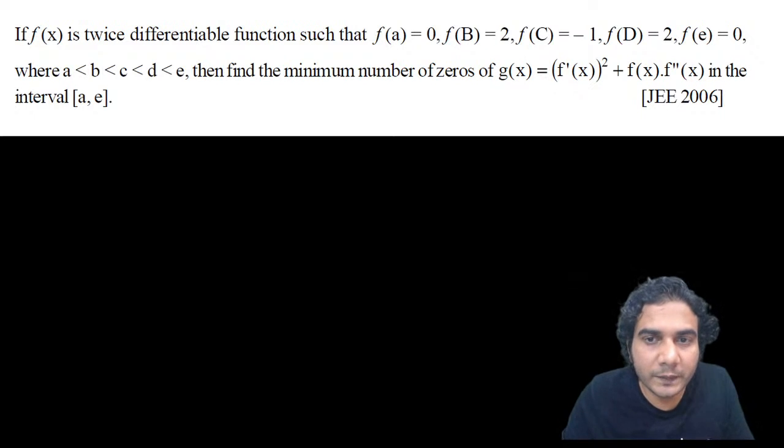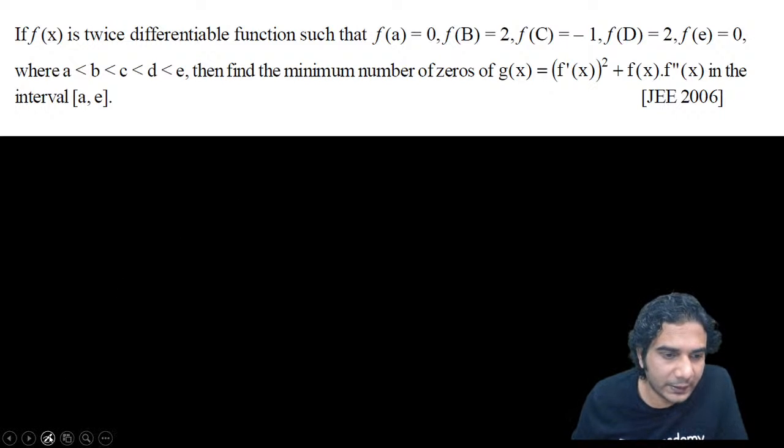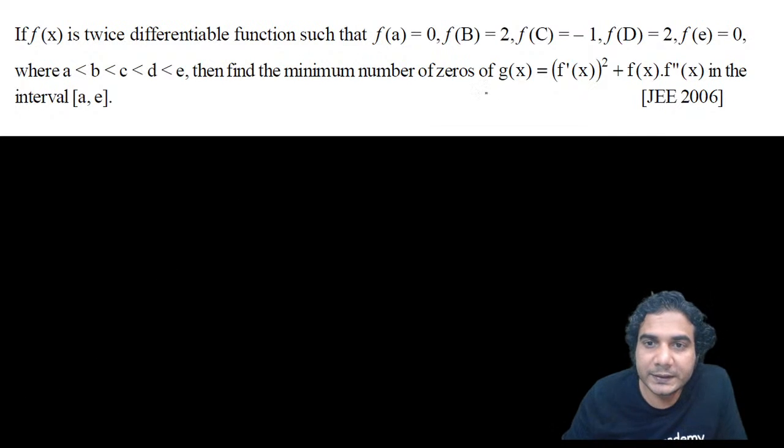f(x) is a twice differentiable function. f of a is equal to 0. f of b is, this is small b actually, a, b, c, d. By mistake it is written capital B. So this is the small b. f of b is small c and small d. All right, so these values are given.